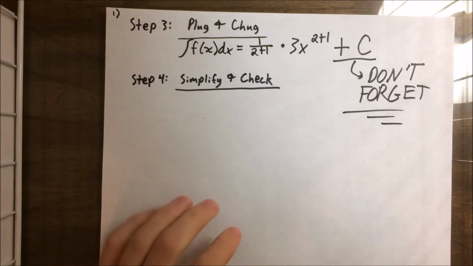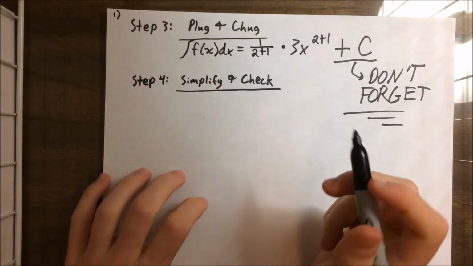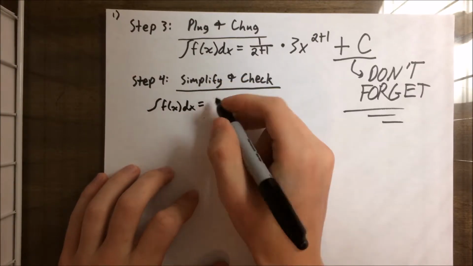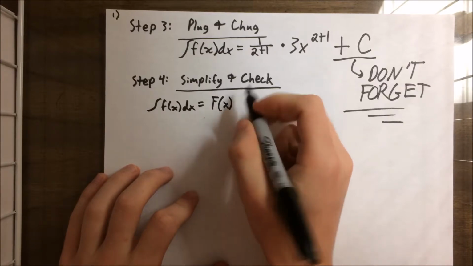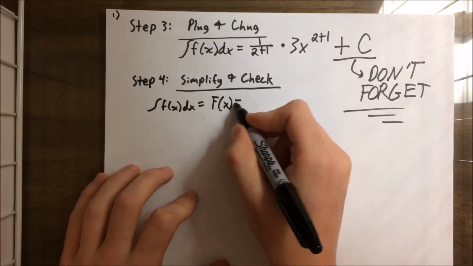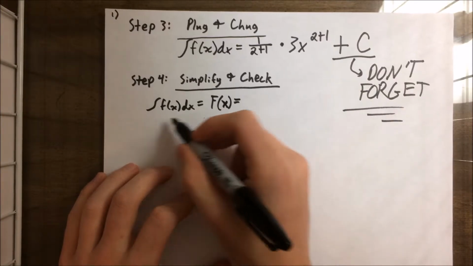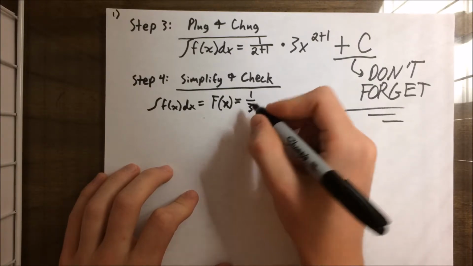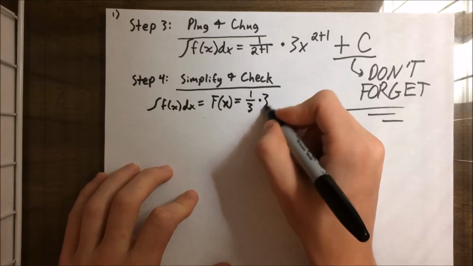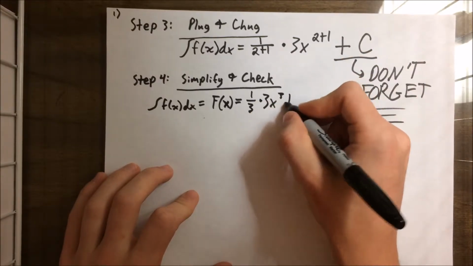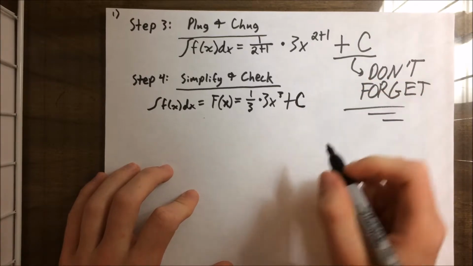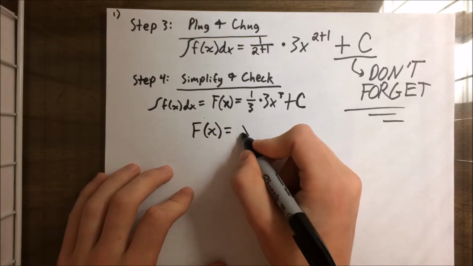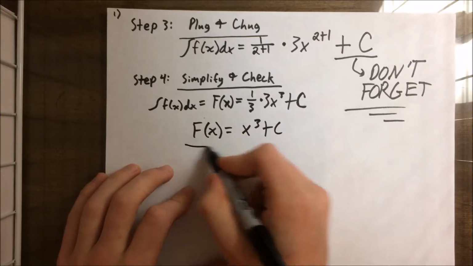Okay. And step 4 is to simplify and then check your work. So the integral of f of x dx is equal to capital F of x. You don't actually have to write this part, but it's shorter to write than that, so you can. So then that's equal to 1/3 times 3x cubed plus c. Okay, so then capital F of x is equal to x cubed plus c. And that's your final answer.